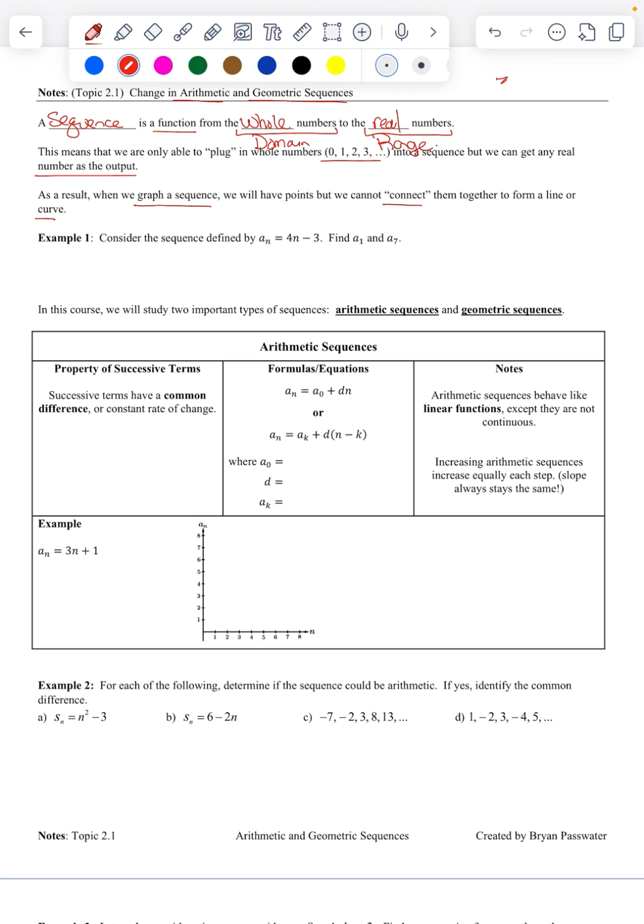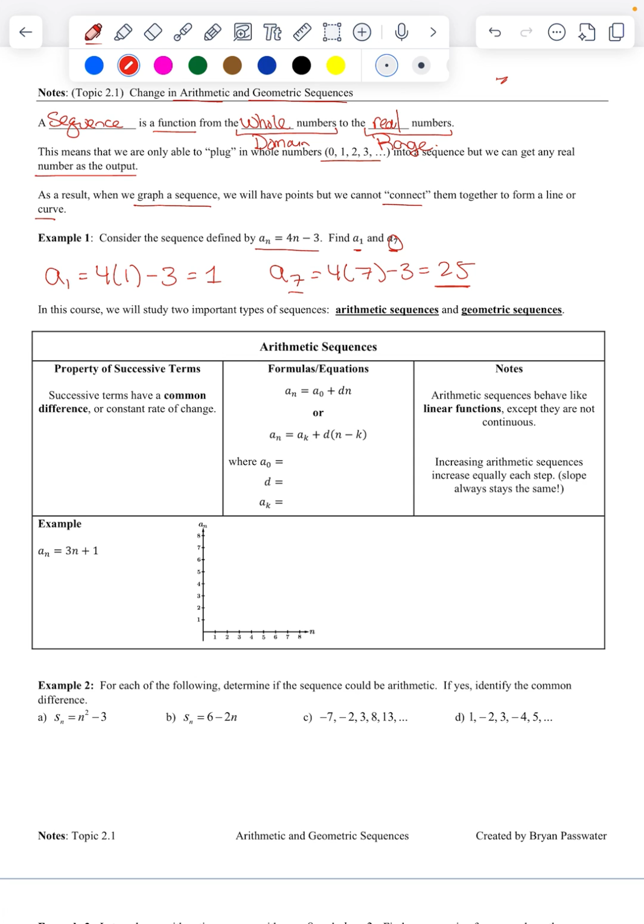So let's consider the following sequence, and let's find a sub 1 and a sub 7. So a sub 1 is going to be equal to 4 times 1 minus 3, which is 1. A sub 7 is equal to 4 times 7 minus 3, which is 25. So a sub 7 is basically the 7th term in the sequence, and you just plug that in, and it tells you that the 7th term in the sequence is going to be 25 based on this.